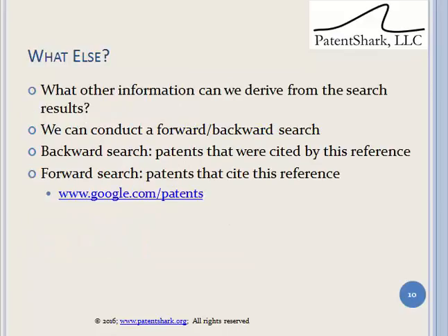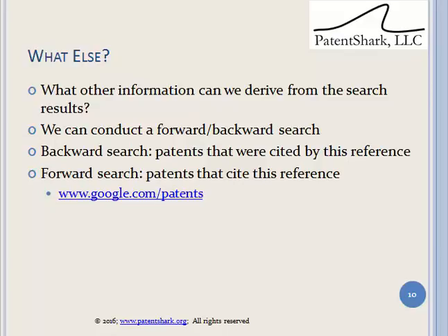So what else can you do? Well, after you do a keyword search and a class search, another thing you could do is a forward-backward search, as we noted. A backward search is where you find the patents that were cited by this reference. And the forward search relates to patents that cite this reference.